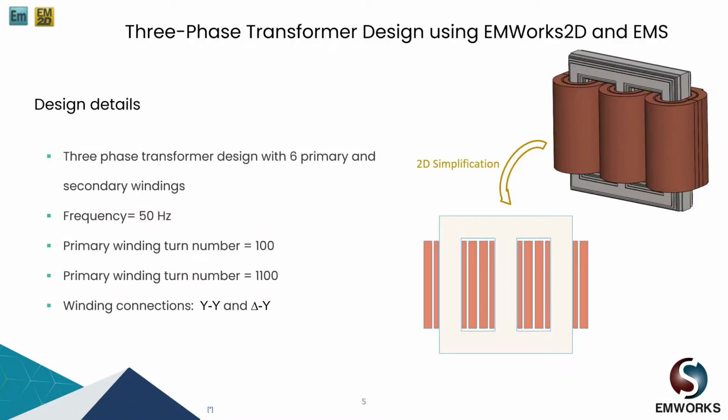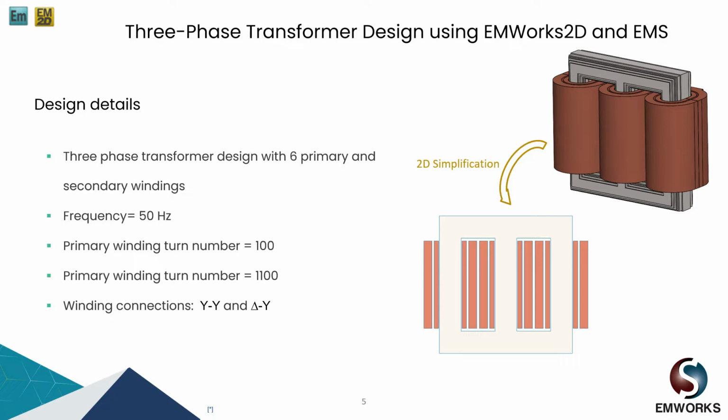Okay, so this is the model that we are going to solve using both EMWorks2D and EMS. As you can see at the top right figure, we have a 3D model of a 3-phase transformer. This model was simplified using the 2D simplification feature of EMWorks2D into a 2D geometry. So 2D simplification is a feature that allows you to automatically generate a 2D geometry from a 3D native geometry. So if you have a 3D geometry, you can simply get a 2D geometry using this 2D simplification without the need to recreate the 2D geometry from scratch.